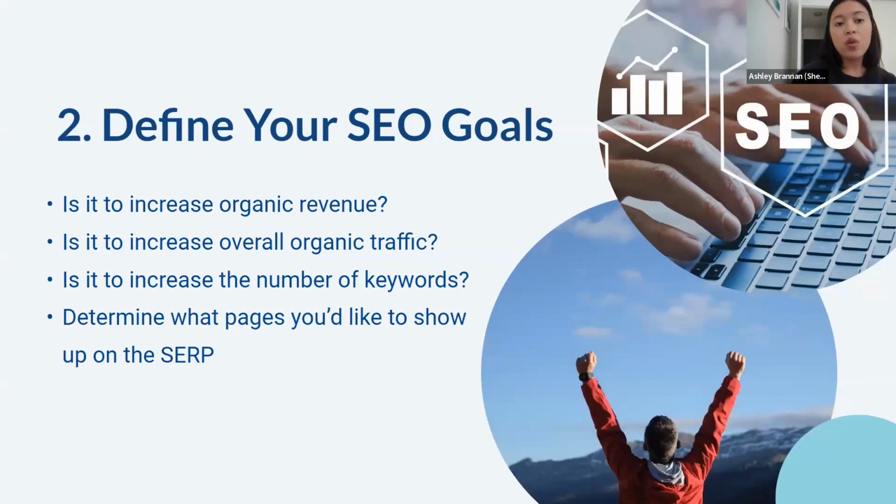And one way to do that is to just think about what you want to get out of SEO. What is your main goal when it comes to focusing on organic traffic? Is one of your major goals just to bring more people to your website? Do you want to just gain more supporters? Do you want to get more people to know who your organization is? Is your goal to increase the number of keywords that you're ranking for? Do you want to show up for specific terms?